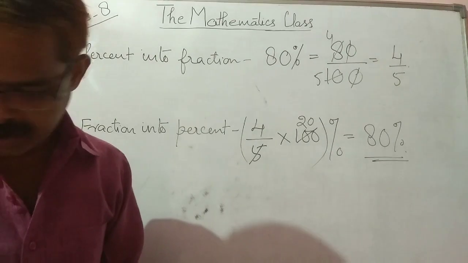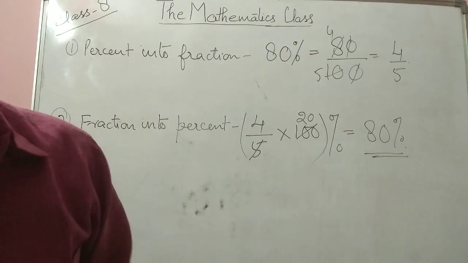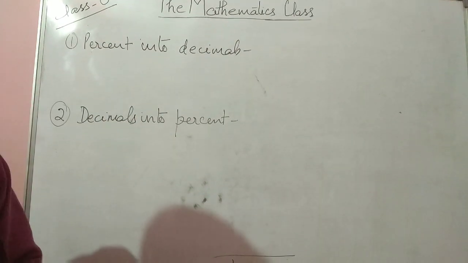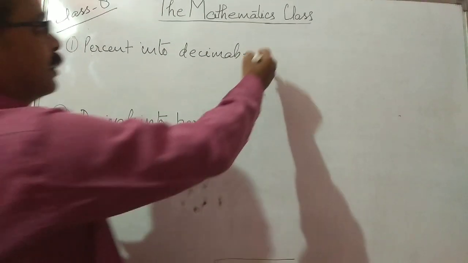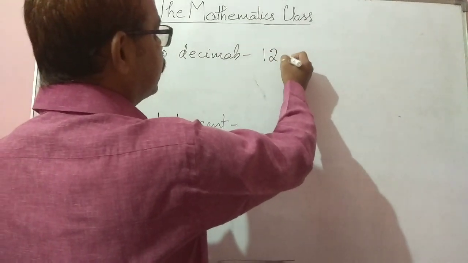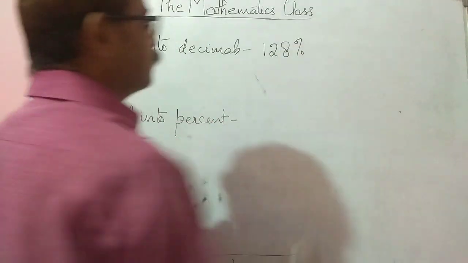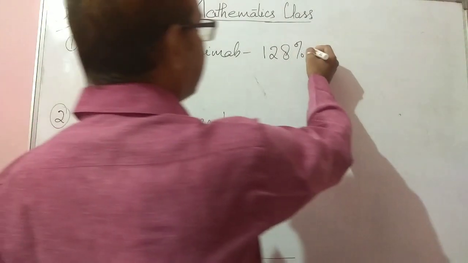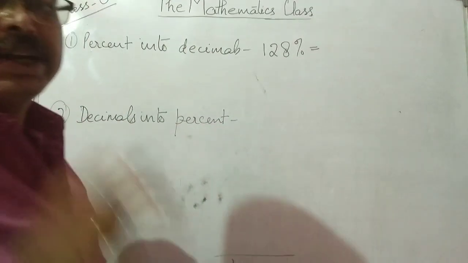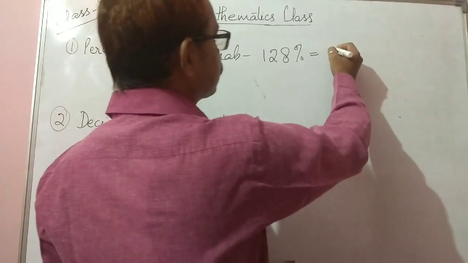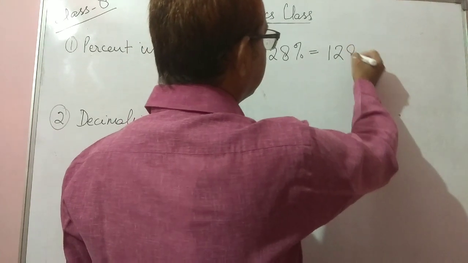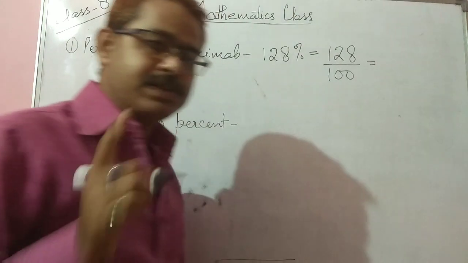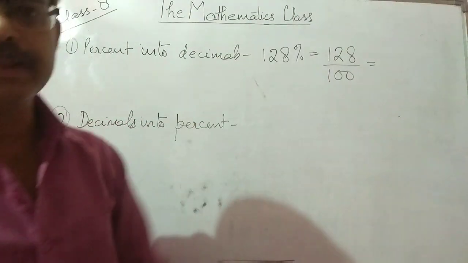Now next we will be converting percent into decimals and vice versa. Now we are converting percent into decimal. So let's take 128%. We have to convert it into decimal. So first of all, we will write it with denominator 100. It means 128% can be written as 128 upon 100. And now it is very easy for anyone to just write it in the decimal form.